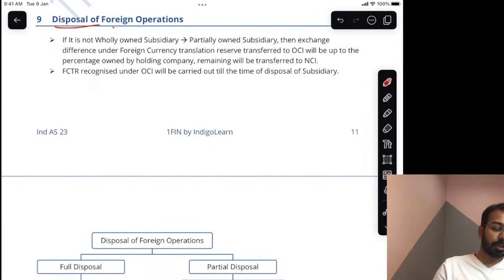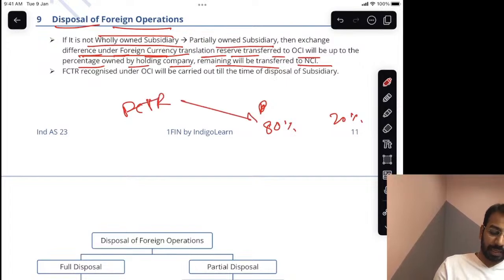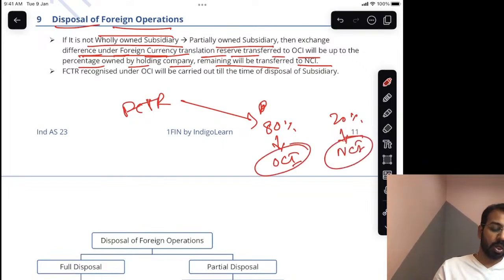Then, if there is a disposal of a foreign operation, of a subsidiary which is not wholly owned, that is a partially owned subsidiary, then the exchange difference under foreign currency translation reserve is transferred to OCI up to the percentage owned by the holding company, and the remaining will be transferred to NCI. So if it is a partly owned subsidiary, let us say 80% and 20%, and you are disposing of the subsidiary, whatever is the balance in FCTR, 80% will be taken to OCI and 20% will be taken to NCI. This is the other comprehensive income, this is the non-controlling interest.